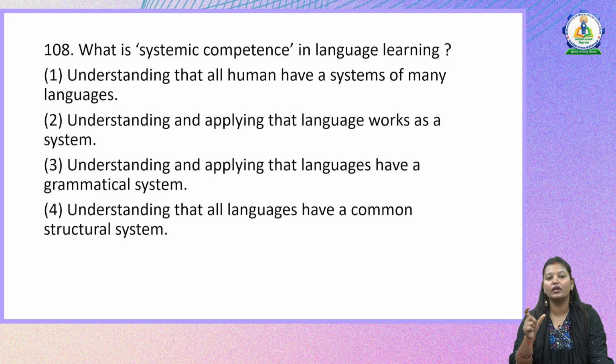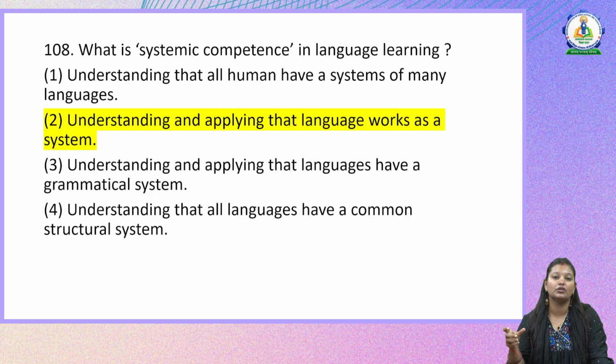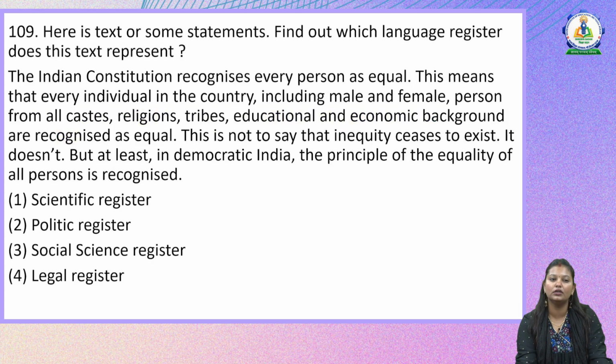So when we are talking about systemic competence, we are talking about the foundation, the system in which the languages are being presented or how a language is learned. So to have the systemic competence would mean that we understand and we know how to use a particular language. So this particular competence is referred to as systemic competence, and the correct answer here would be understanding and applying that language works as a system. Moving on to the next question.